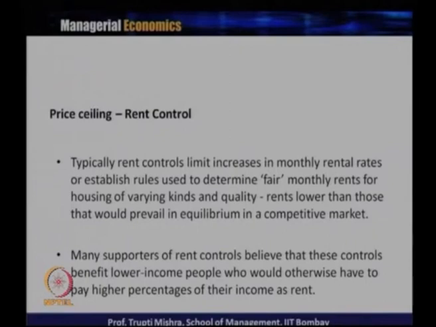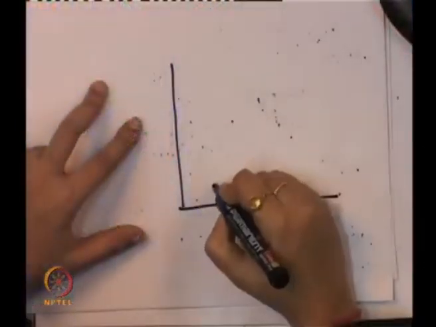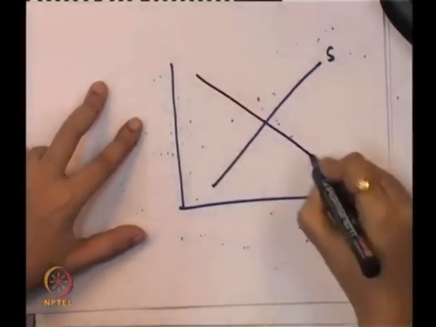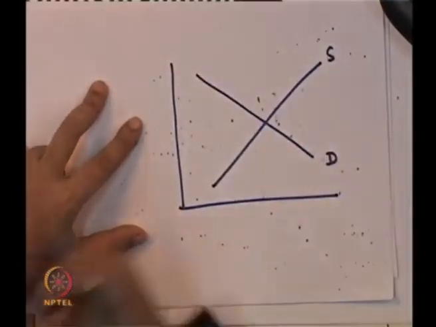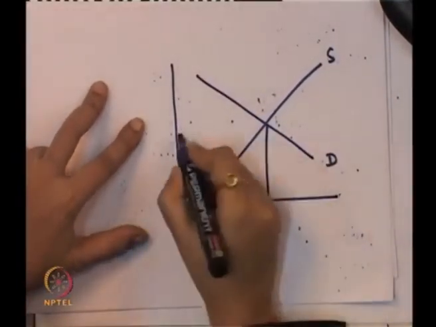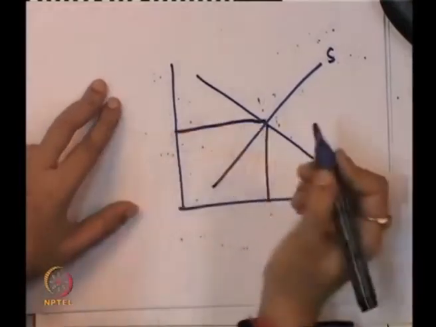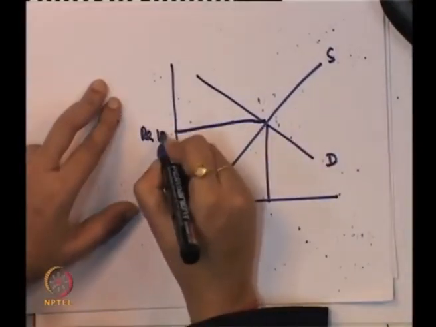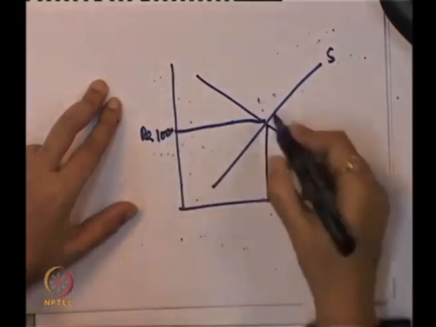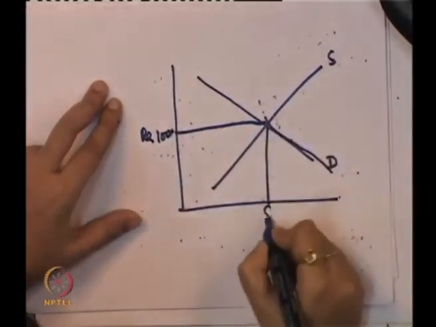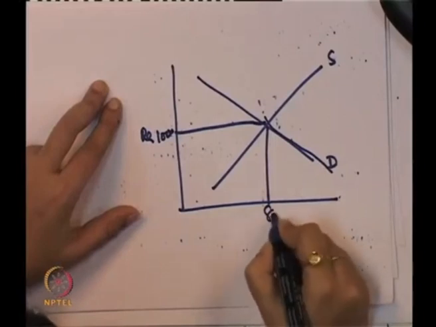Many supporters of rent control believe that this control benefits lower income people who would otherwise have to pay a higher percentage of their income as rent. Now, how does it work? Generally, if you look at this, this is the supply of housing, this is the demand for housing. Price is nothing but the rent. Suppose the price in this case is 1000 rupees, and the quantity is maybe 8000 units.